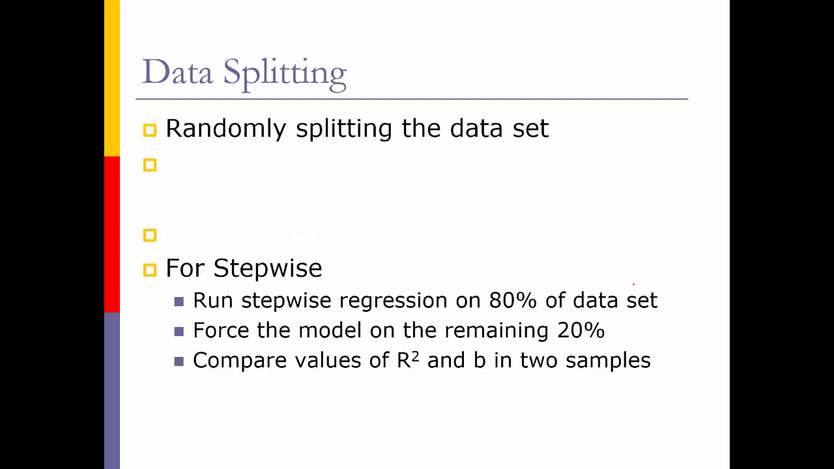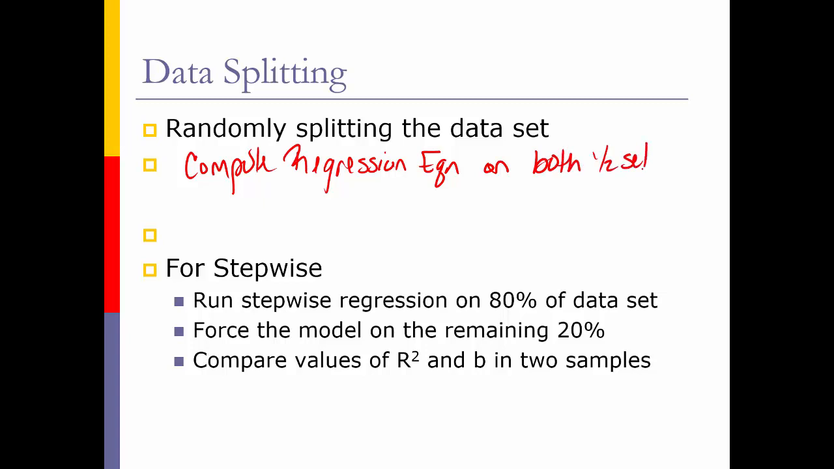Now you can also randomly split the data. Again, we're just going to briefly talk about this because it is pretty tedious to do. If you end up having an acceptable adjusted R-squared, then you really don't need to worry about data splitting. But once you split the data, you compute your regression equation on both halves of your data, and then you simply compare the results.